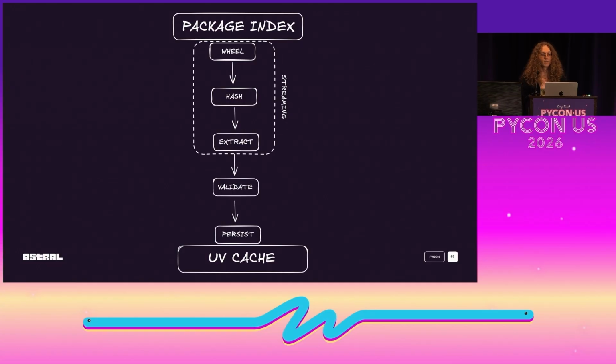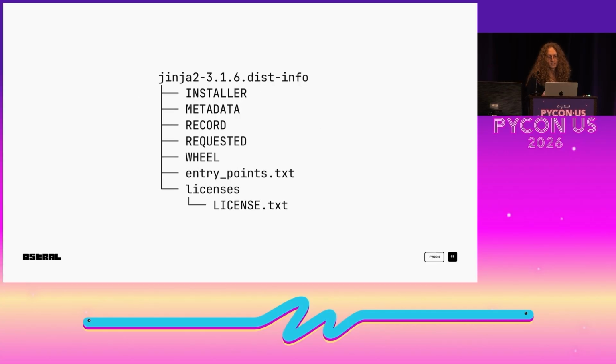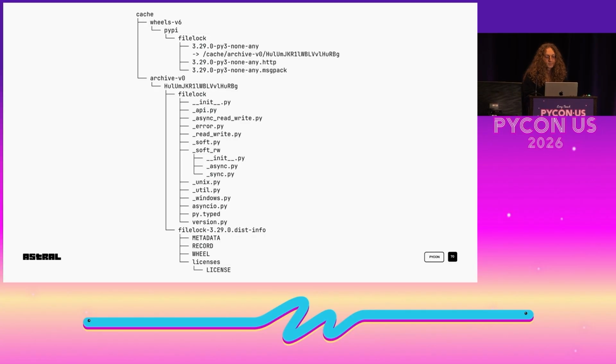This allows us to mix CPU-heavy work, like hashing and decompression, at the same time as we perform the network I/O. Before a wheel is persisted to the cache, it is validated, for example, by ensuring the record file matches what is present in the wheel. The record file is one of these files in the dist-info for wheels.